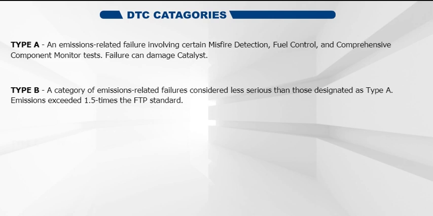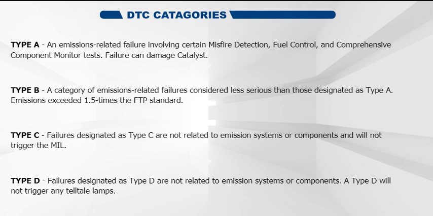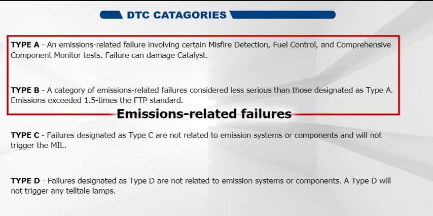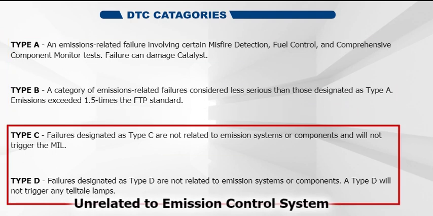With OBD2, failures detected in computer-controlled systems fall into one of 4 categories. Emissions-related failures are categorized as Type A or Type B, while malfunctions unrelated to the emissions control system, such as ABS failures, are designated as Type C or D. Be aware that the malfunction indicator light will only respond to Type A and B failures.